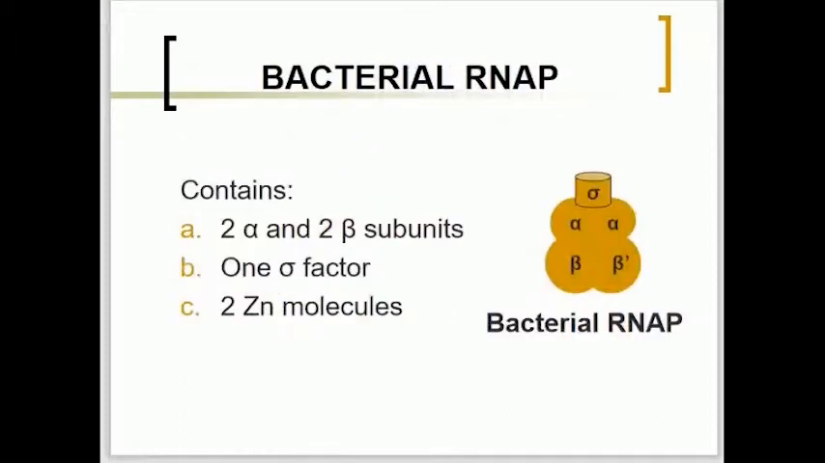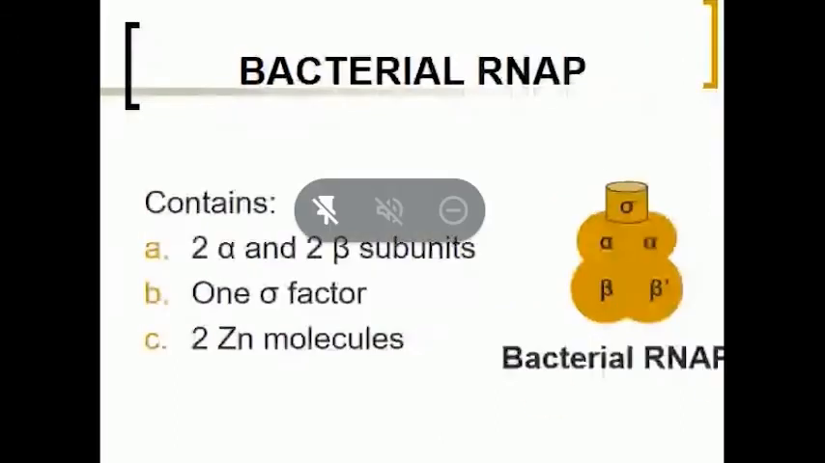So we are going to see about bacterial RNA polymerase. 2 zinc molecules are attached to this because RNA polymerase activity requires zinc. If there is no zinc, there will not be transcription.